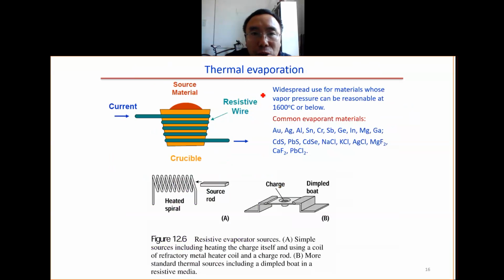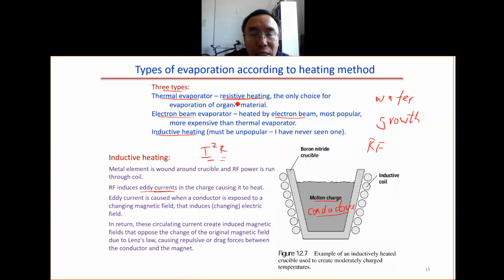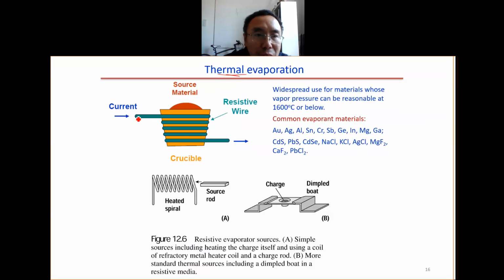Here is the resistive thermal evaporation, because thermal evaporation means resistive heating. We pass the current, and then we heat up the source material inside. But this one is typically good up to 1600 degrees. Materials that can be evaporated at temperatures below 1600 degrees will work. For example, chrome will work, but a metal like platinum will not, because we need more than 1600 degrees for the platinum deposition.